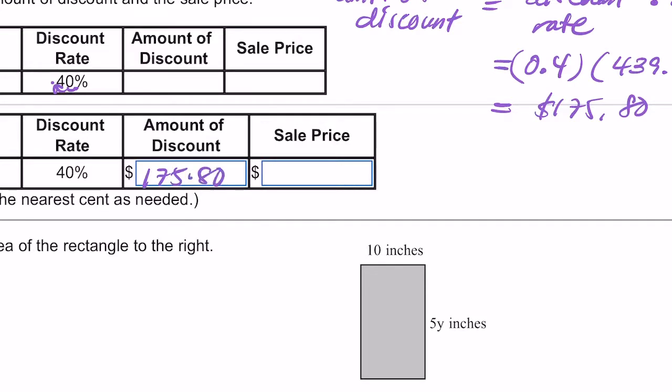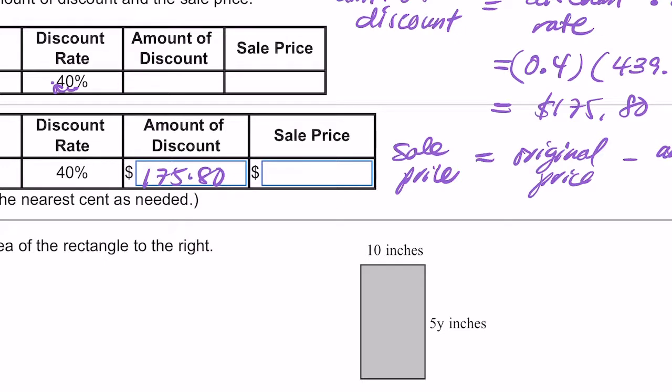So now if I want to find the sale price, like how much are you actually going to be paying for that, it's the original price minus the amount of discount. So here the original price was $439.50, and you're going to subtract $175.80. And when you do that, you get $263.70. So that's how much money you would be paying.